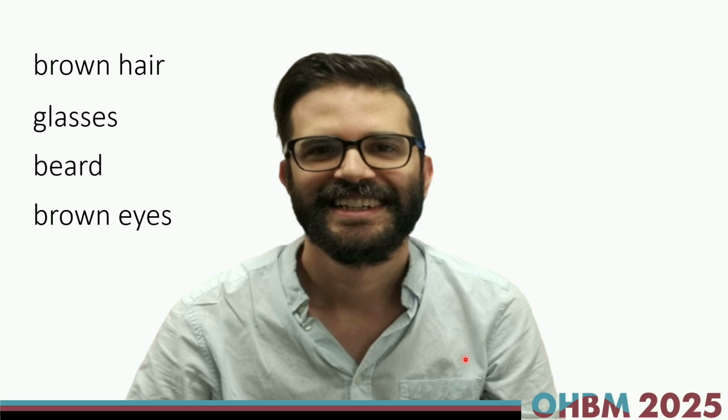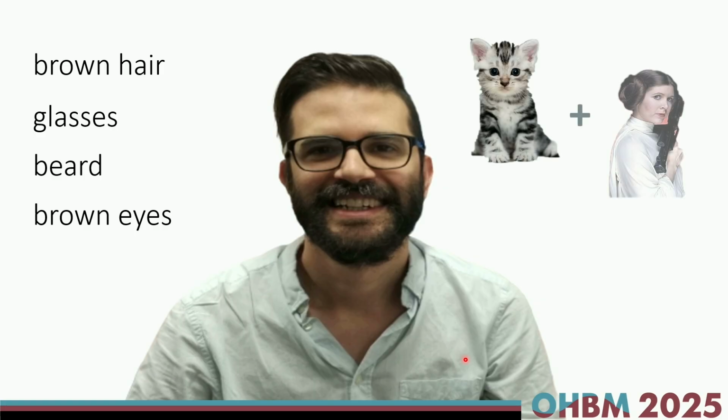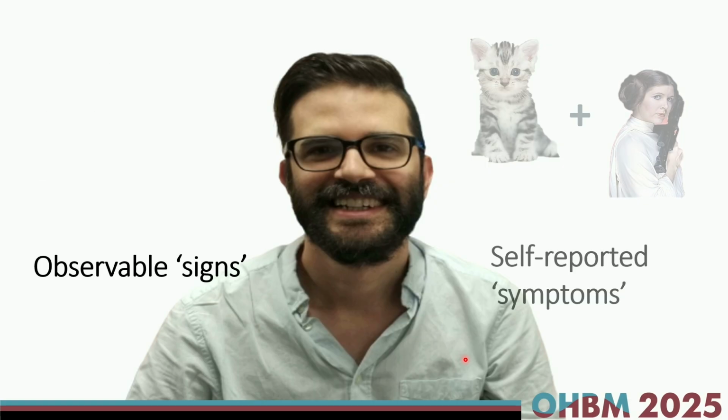But before I dig in, I'm going to start with an analogy that I used through most of my PhD, and because I'm back on home turf, it feels appropriate. I'd like to introduce you to Kevin. Kevin was one of my supervisors, and if you look closely, you can see that he has brown hair, glasses, a beard, and brown eyes. If we dig a little deeper, you'll also find out that he likes cats and Star Wars. Let's call these the observable signs and symptoms.